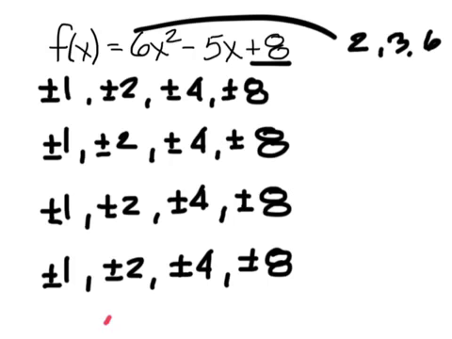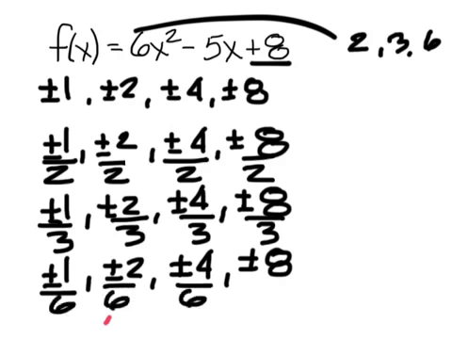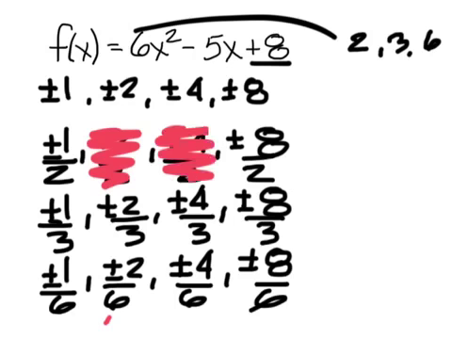So now we go back through and divide this one by 2, and we'll divide this one by 3, this one by 6. Alright, so let's start canceling out stuff that we don't need. 2 over 2, that's a 1, don't need that. That's a 2, don't need it. And that's a 4.